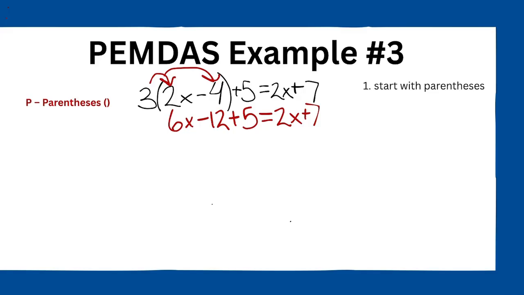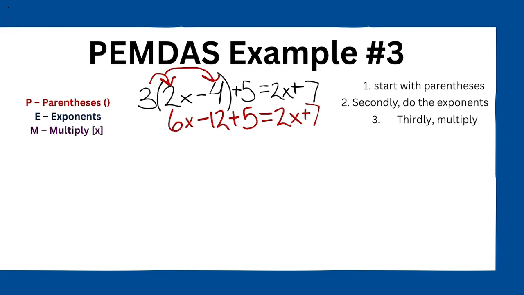Now let's see, do I have any exponents? No, I don't see any exponents. Multiplication, I don't see any multiplication. Division, I don't see any division. Now addition, I do see some addition in this problem. So on the left side, I see 6x minus 12 plus 5. I see 12 and that 5 are like terms. So now I'm going to add those together.